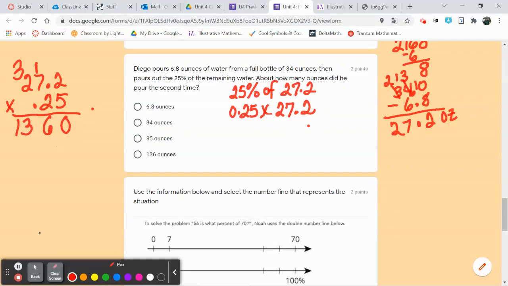Now we go to our next number. And when we're at the second number, we start right below it. 2 times 2 is 4. 2 times 7 is 14. Carry the 1. 2 times 2 is 4, plus 1 more is 5. We've got our 0.